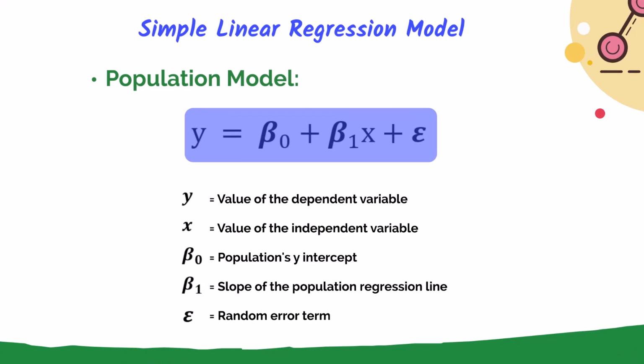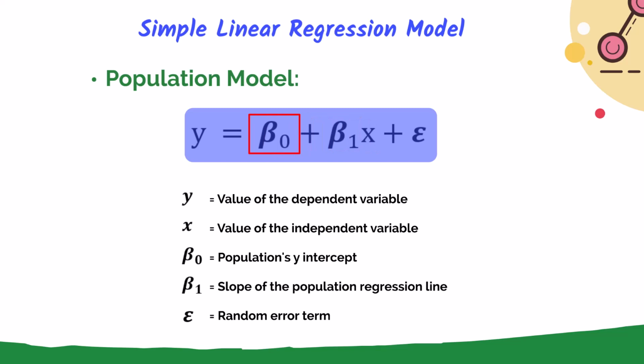Let's now review the equation for the population linear regression model. The population model for the simple linear regression represents the relationship between x and y. Y is a dependent variable. X is the independent variable that we're hoping to see if there is a relationship that may explain what's going on with the y.